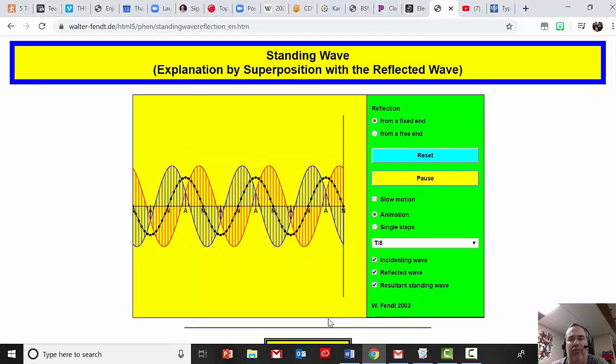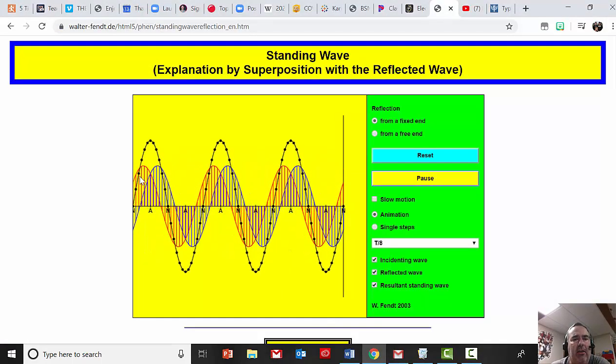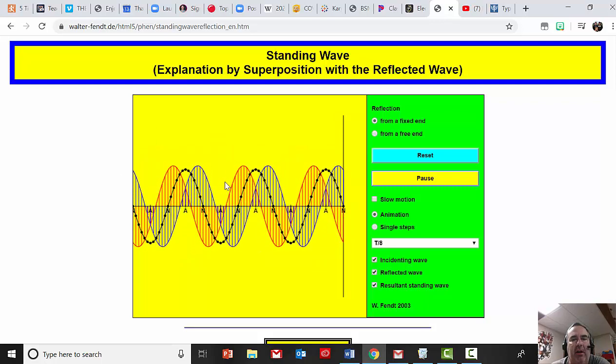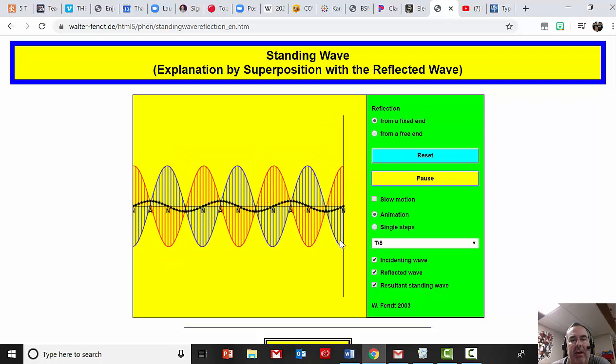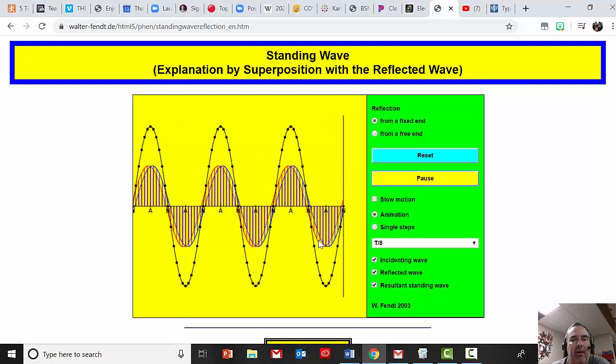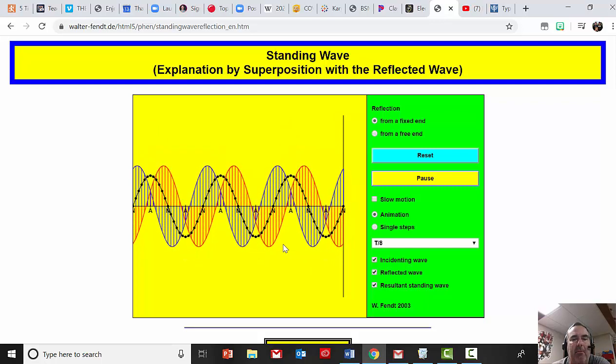So I've got this simulation going on here, and as I go ahead and look here, you can see the red wave, that's my initial one, is traveling along, and all of a sudden it's hitting this boundary over here. And all of a sudden now we've got this blue wave that's going to be reflected back.